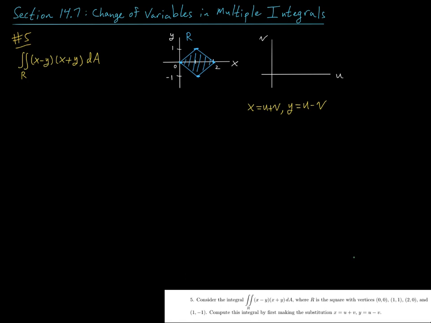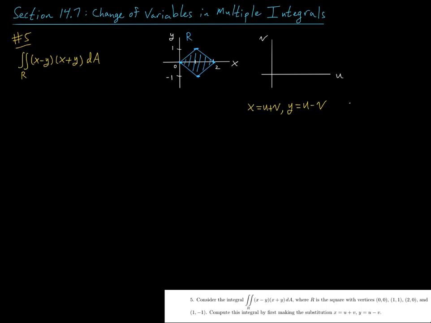All right, in this video, we're going to look at question 5 that says to consider the integral of the product of x minus y and x plus y over the region R, where R is the square with vertices at (0, 0), (1, 1), (2, 0), and (1, -1). Our job is to compute the integral by first making the substitution x equals u plus v and y equals u minus v. So let's first figure out what this corresponding region is over here in the UV plane.